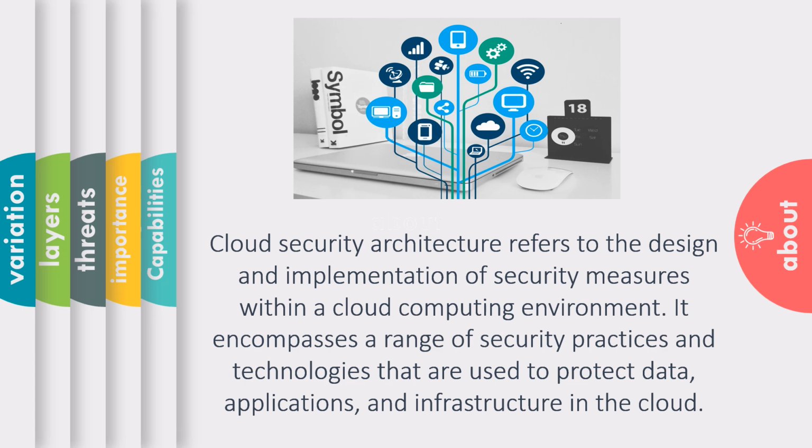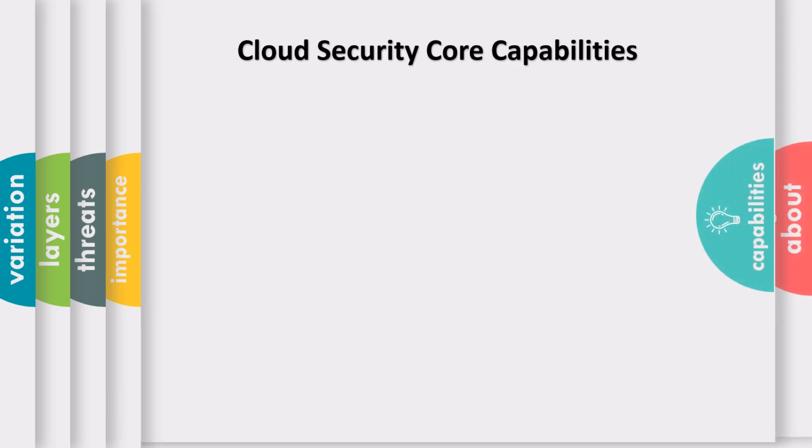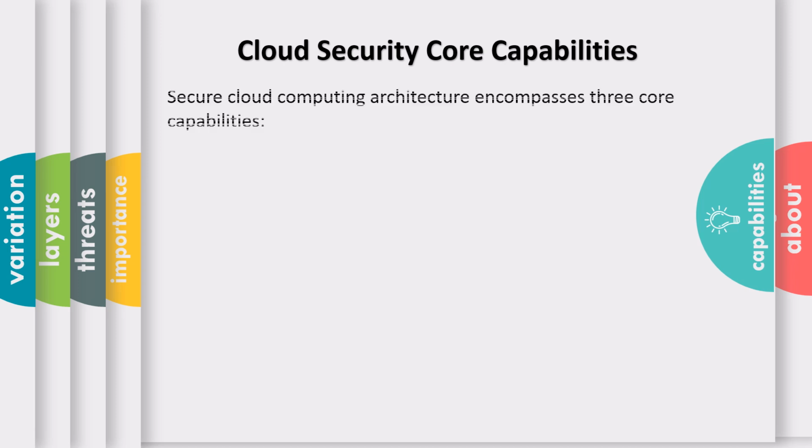Then we will understand the cloud security core capabilities. Secure cloud computing architecture encompasses three core capabilities. This is known as the CIA triad as well, in which we have confidentiality, integrity, and high availability.